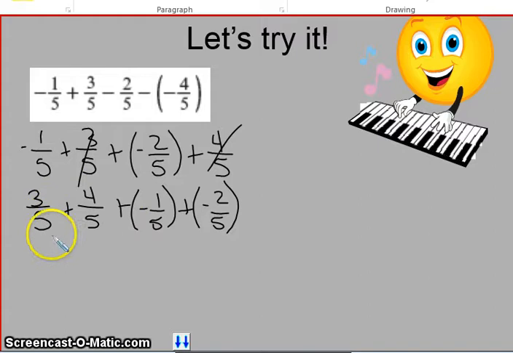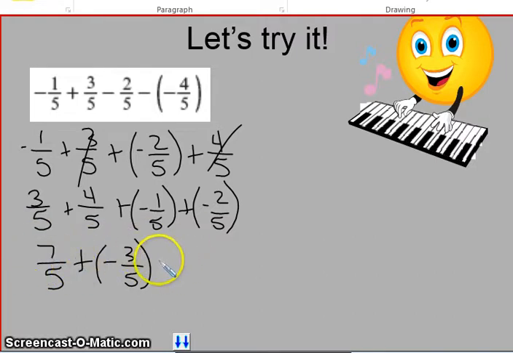So I'm going to add 3/5 plus 4/5. And when you add with a common denominator, you just add the tops, the numerators. So 3 plus 4 is 7. So that gives me 7/5. And then here I have negative 1/5 plus negative 2/5. 1 plus 2 is 3, so that gives me a negative 3/5. And my final step is to add terms with unlike signs. So I'm adding 7 plus negative 3, which gets me a positive 4 over 5.